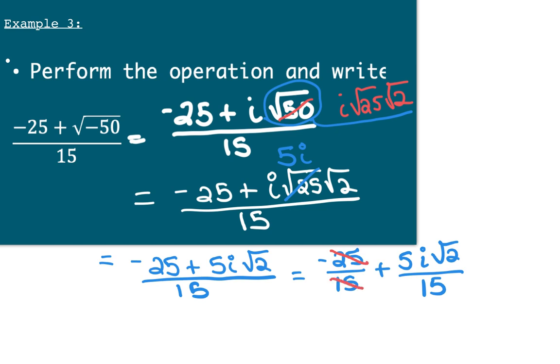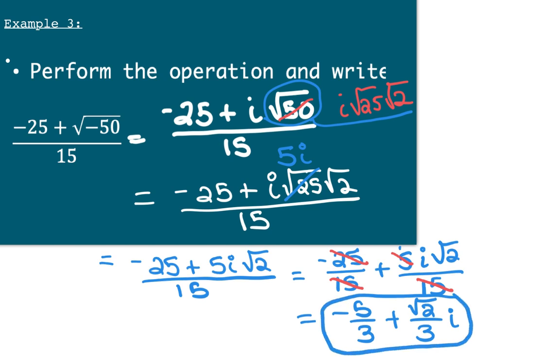So I can simplify here, and I can simplify here, and I end up with negative 5 over 3, because 5 will go into 25 and into 15. And then I end up with 1 here and 3 on the bottom. And so I end up with i square root of 2 over 3. I like to write my square root of 2 over 3 and then my i out here. You could write it there in front of your square root of 2, or you can write it off to the side. Either one is fine.